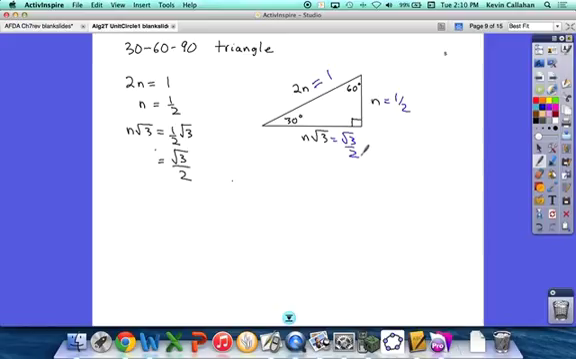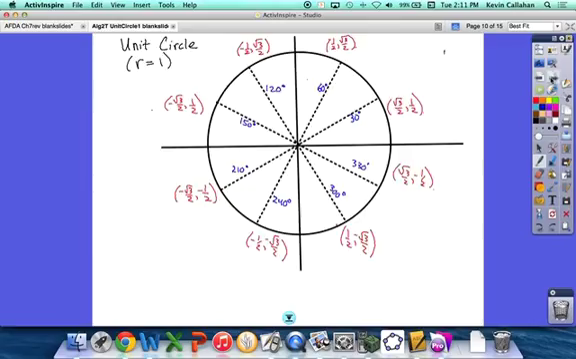The square root of 3 over 2 is bigger, right? This is n times the square root of 3, and square root of 3 is 1.7-ish, something like that. So you're multiplying the 1/2 times a number bigger than 1, so this is always bigger than this. It makes sense because this side is across from a 30 and this side is across from a 60, so this has to be smaller than this side. Okay, so now I can use this to go to the unit circle and fill in.